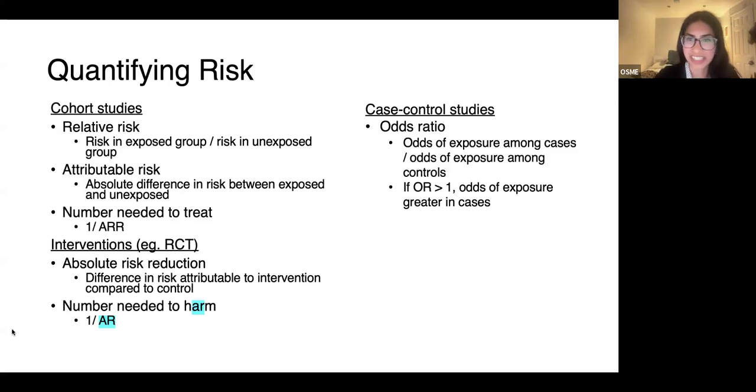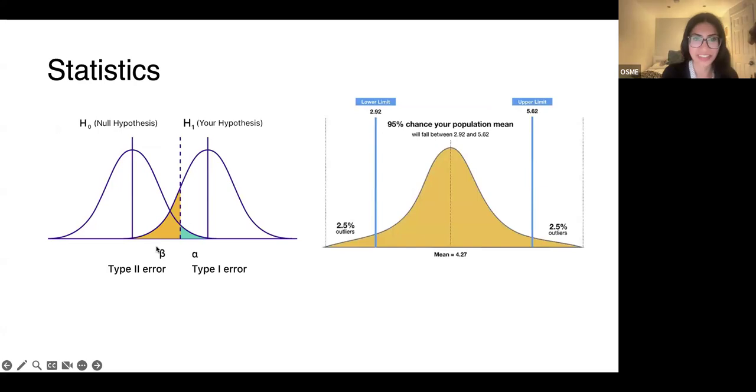Let's talk about statistics before we move on to the next questions. I'll keep this really brief. The key things you need to know about are type 1 and type 2 error, confidence intervals, and basic statistical tests. Firstly, type 1 and type 2 error. You can think about this as type 1 error being false positive, type 2 error is false negative.